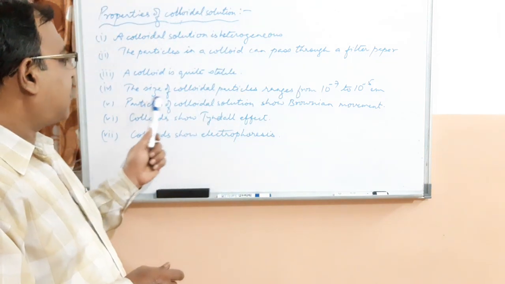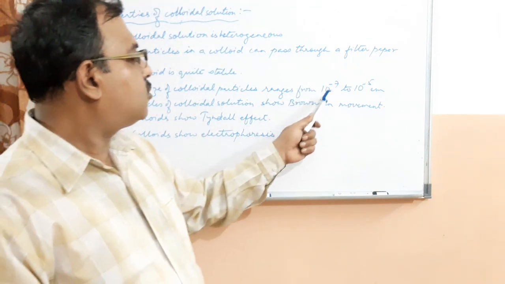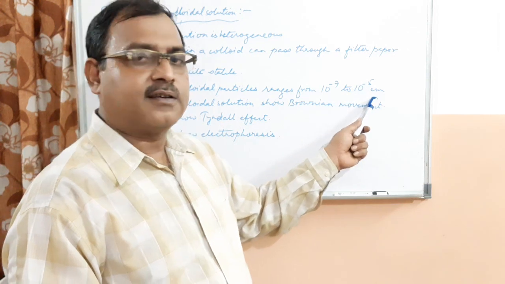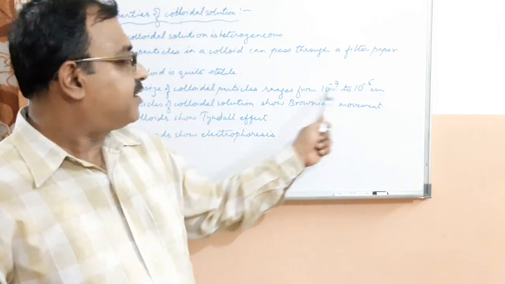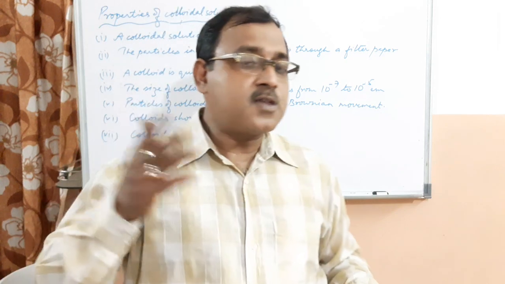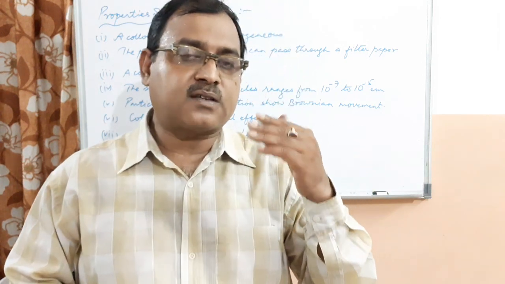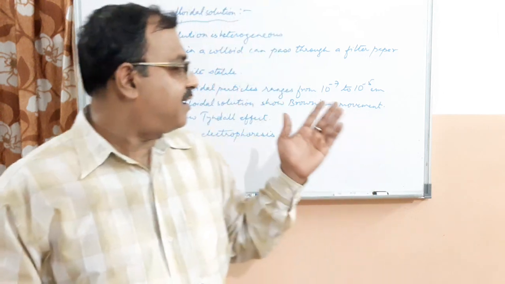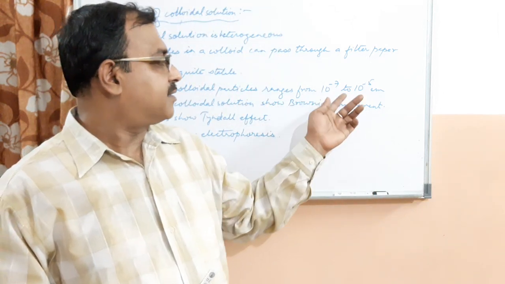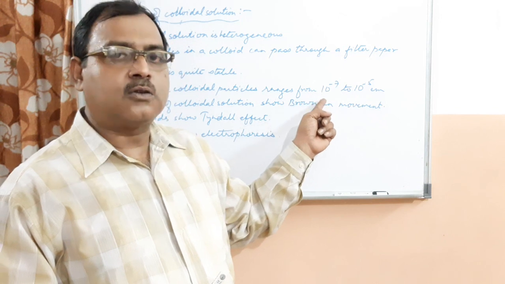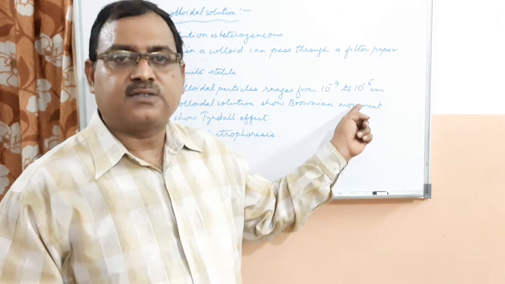Next, the size of colloidal particles ranges from 10 to the power minus 7 to 10 to the power minus 5 centimeter. See, this is intermediate. In case of suspension, we have seen the size of the particles is 10 to the power minus 5 centimeter or larger. And here the colloidal particles have a limit. Smallest is 10 to the minus 7, largest is 10 to the minus 5 centimeters.